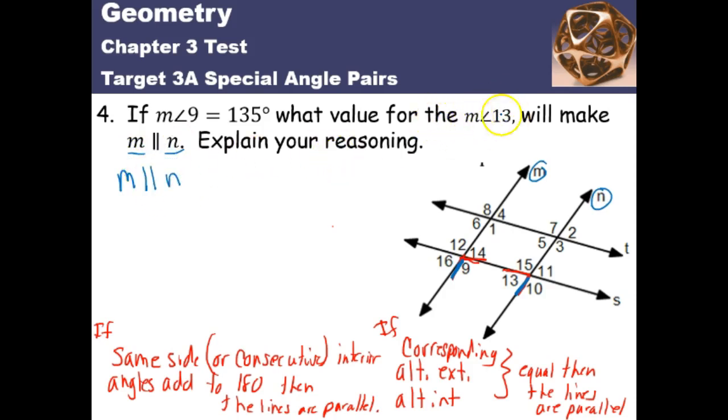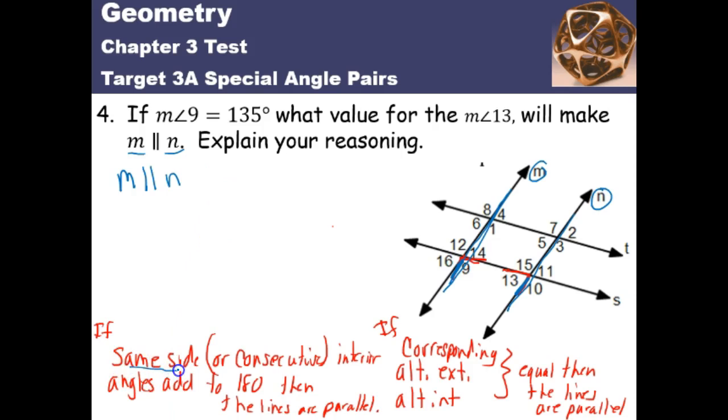And we're looking for what 13 has to be. So what kind of angles are 9 and 13? So if I'm looking between line M and line N, are 9 and 13 interior or exterior? Or is one interior and one exterior? So when I look at it, 9 and 13 are both in between those two blue lines, so they're interior. Now, are they on the same side of S or on different sides of S? And they are on the same side of S. So these are same side interior or consecutive.